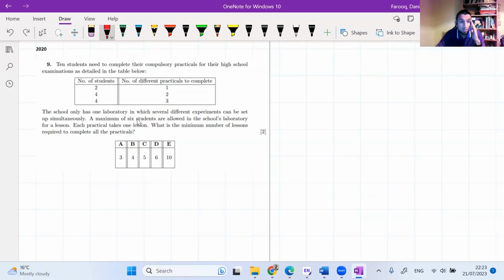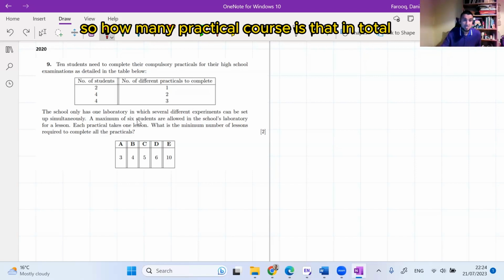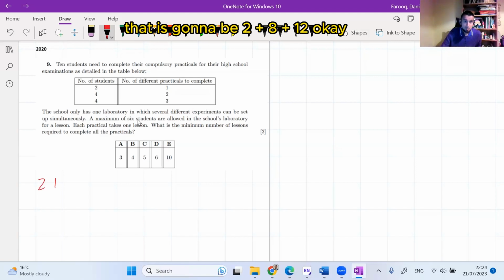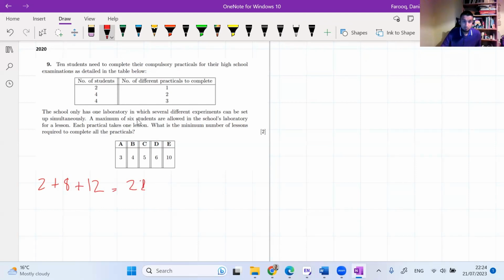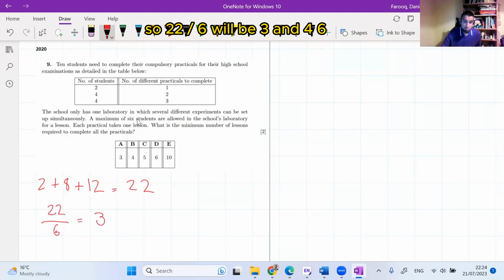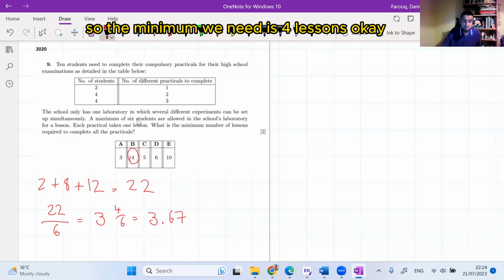Okay, so now we have 2 students, 1 practical, 4 students, 2 practicals, 4 students, 3 practicals. So how many practicals is that in total? That is going to be 2 plus 8 plus 12, okay? So that is going to be 22 practicals. However, we're only allowed 6 students in each time. So 22 divided by 6 will be 3 and 4 sixths, so that will be 3.67. So the minimum we need is 4 lessons, okay?